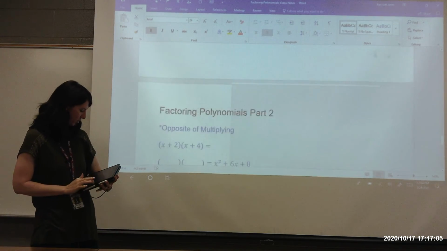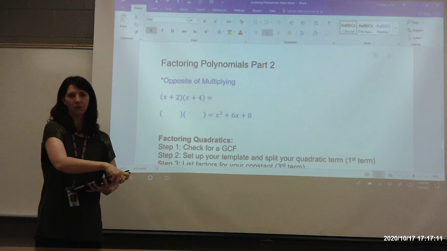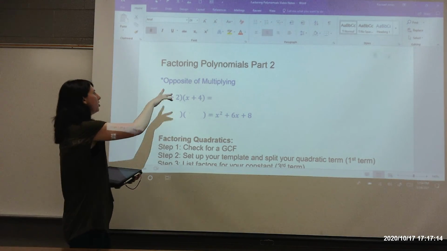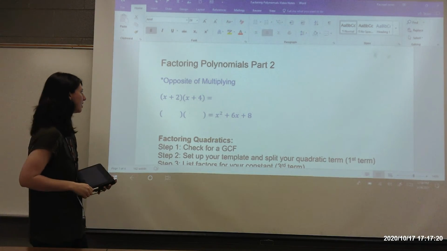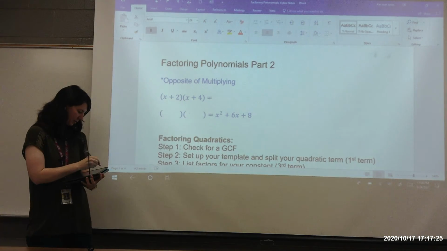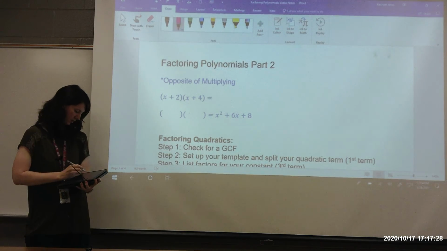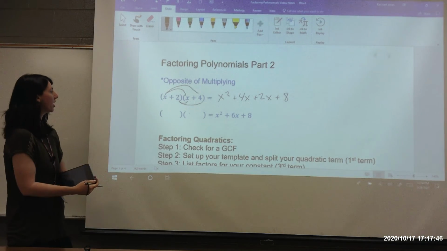Okay? So let's remind ourselves, factoring is the opposite of multiplying polynomials, right? It's the opposite process. So let's look at an example of multiplying polynomials just so we get the process back in our head and we can see the connection to the factoring steps. So if I wanted to multiply out x plus 2 times x plus 4, I would distribute my x to both terms. So I'd get x times x, which would give me x squared, x times 4, which would give me 4x, 2 times x, which would give me 2x, and 2 times 4, which would give me 8. I almost put 8x. So just our 8 there, okay?